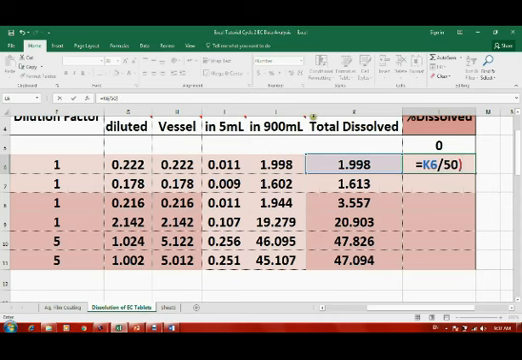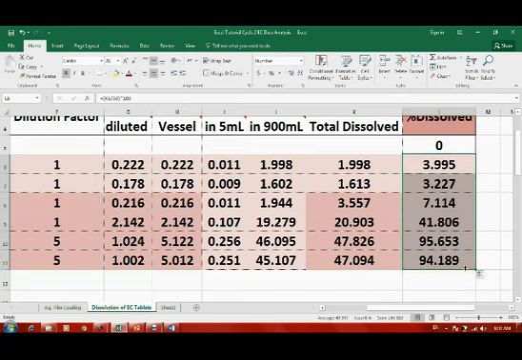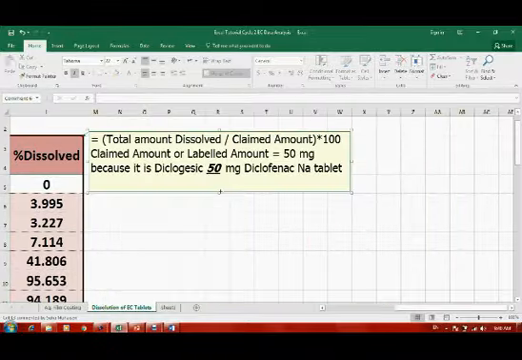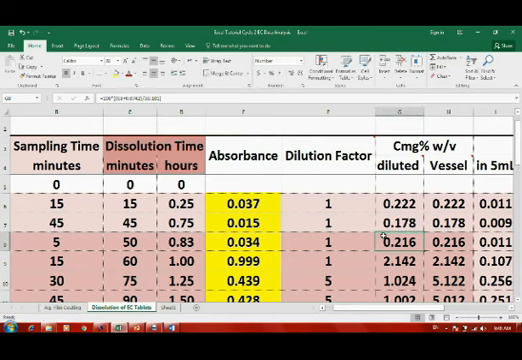To calculate the percent dissolved, as you know, percent dissolved or percent released is equal to the total amount dissolved divided by the claimed or labeled amount times 100%. Here we have the claimed amount equal to 50 milligrams. Then the percent dissolved will be equal to the total amount dissolved divided by 50 times 100.